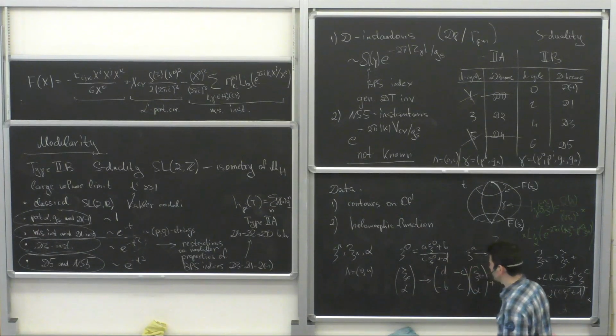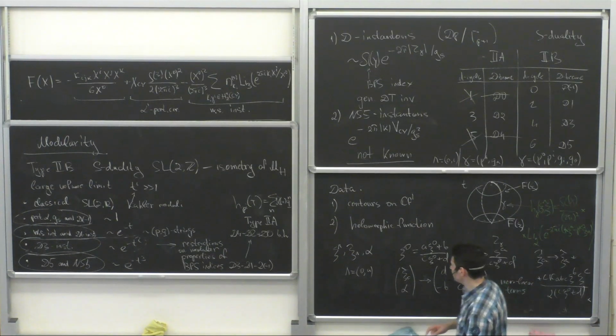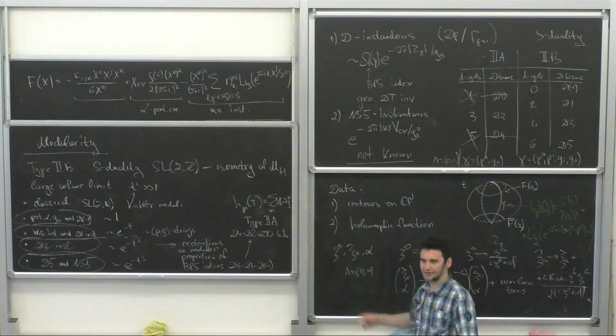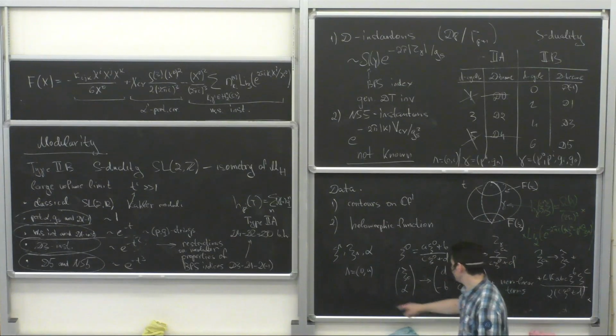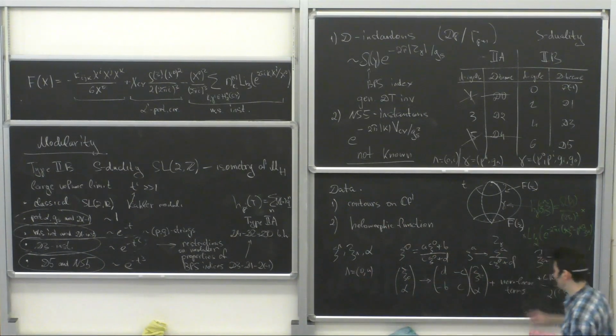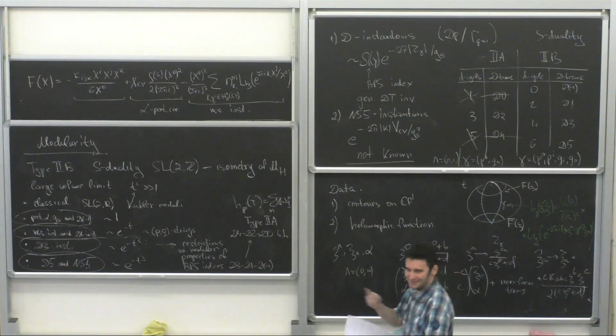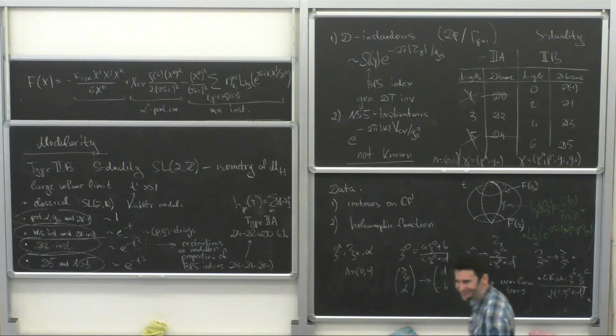Sorry, I was a little bit inconsistent. Typically, I use A in type 2A and I in type 2B, so if you wish, just replace by I. When you use mirror symmetry, you map one to another.